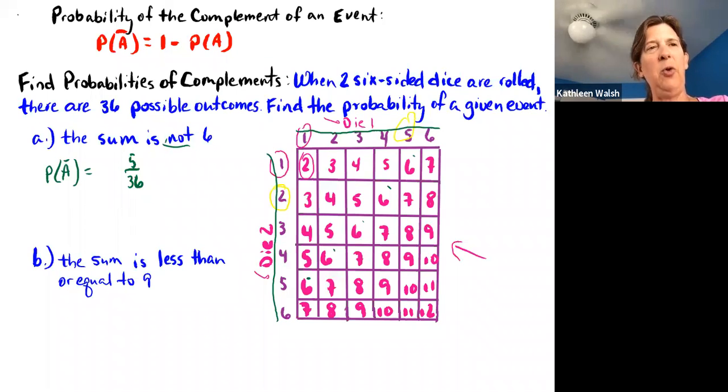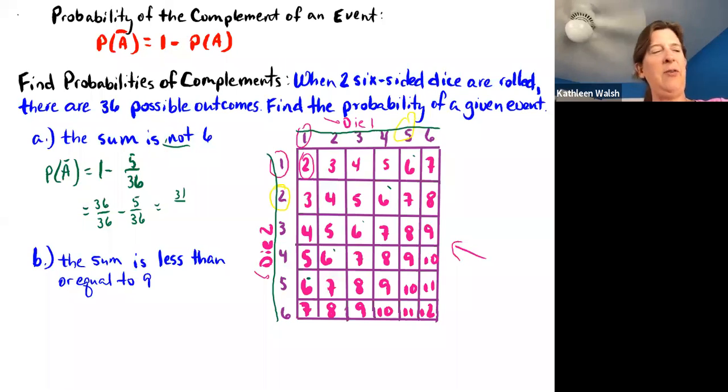And that's equal to 1 minus the probability of A, and we said event A in this particular example is the probability of 6. So 1 minus 5/36 is equal to, another way of saying 1, 36 over 36. Are we in agreement? Minus 5 over 36, and that is equal to 31 over 36.